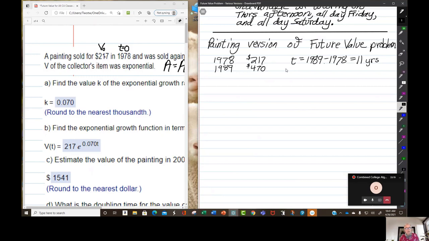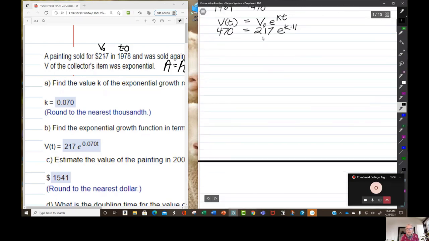And the growth is exponential for all of these. So here is our formula. What that's going to be for us, so we can find K, is the later sale value equals the original sale value times e to the K times 11. This is the formula we're going to be solving in order to find K. And you see the answer down here, round to the nearest thousandth. The thousandth is 3 decimal places.